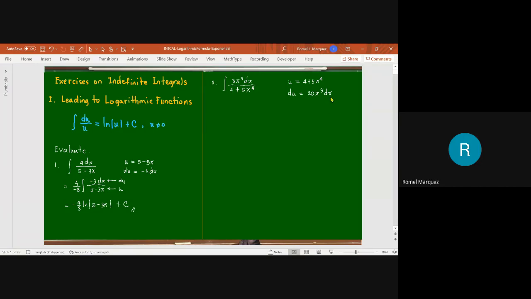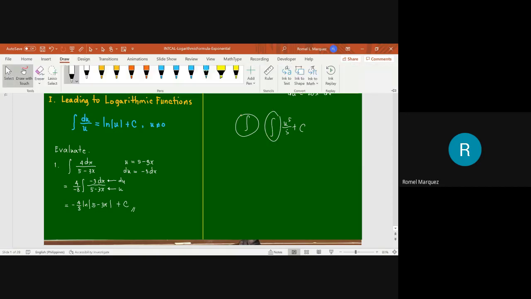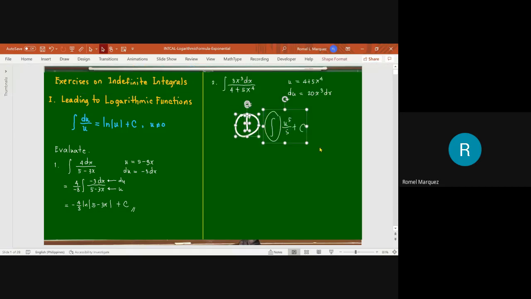And then you have to upload the new one in your submission. So some forgot to put dx. Some have already evaluated the integral, but there is still an integral sign. If you have plus c, no more integral sign. So let's say you have already the u to the n plus 1 over n plus 1 plus c, no more integral, okay? You don't have to have this integral sign anymore, meaning you have already performed the operation.